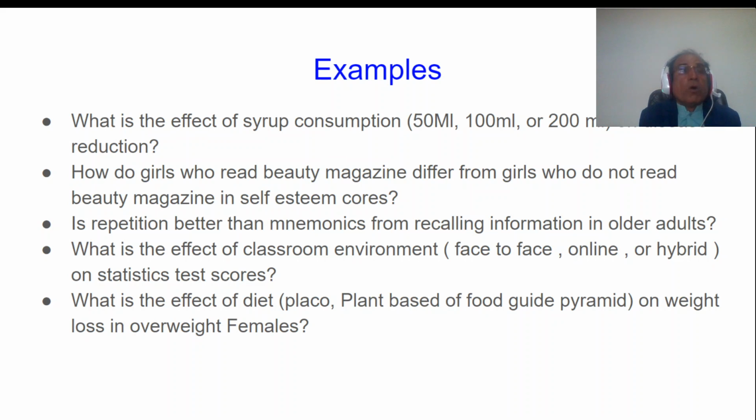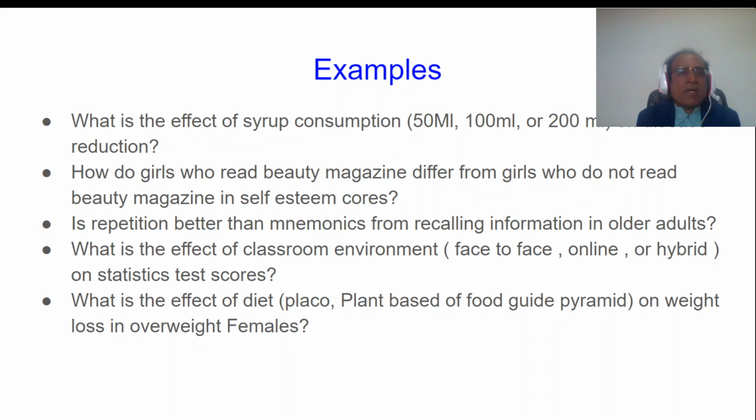Next example: how do girls who read beauty magazines differ from girls who do not read beauty magazines in self-esteem scores? So here in this example, we will find the difference between the types of magazine readers. We will conduct an experimental study. Is repetition better than mnemonic for recalling information in older adults?